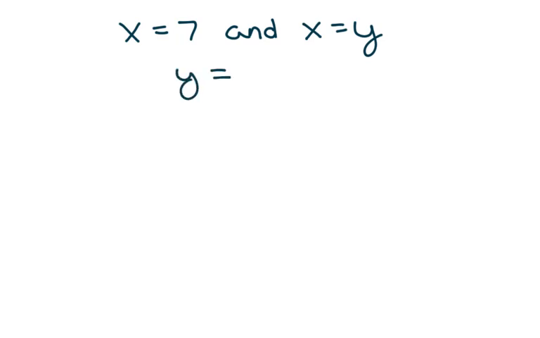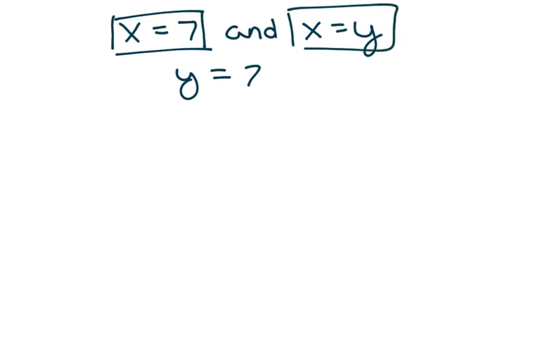In math, we have a property called the transitive property. For example, if x equals 7 and x equals y, then it should follow that y equals 7. So these first two are the premise, and the conclusion is that those other two things are equal to each other. And so that's the law of transitivity in mathematics when it comes to equal signs.